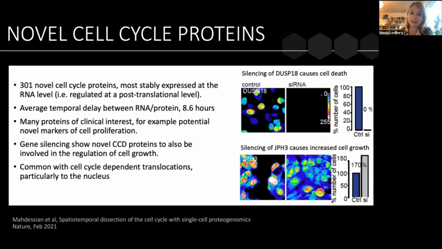We find many proteins of clinical interest, for example, potential markers of cell proliferation. For some selected subset of proteins, we also did gene silencing to show that some of these new proteins seem to be able to regulate the cell cycle. They're not only passengers of the cell cycling, they actually interfere with the growth. And what is also interesting is that it's quite common to see cell cycle dependent translocations, particularly to the nucleus. I will show you one example of that.